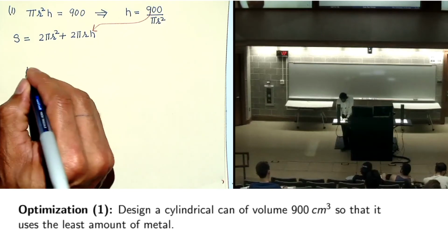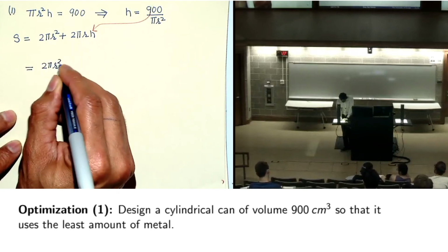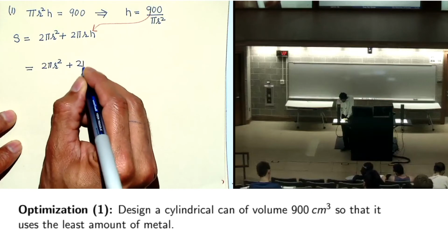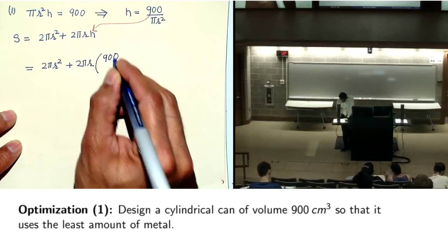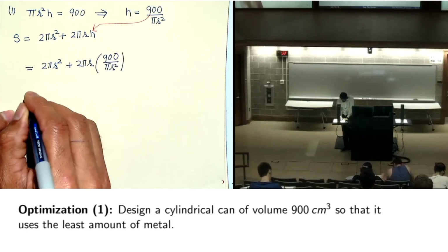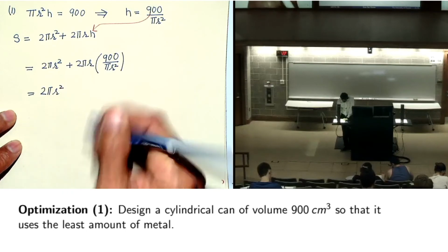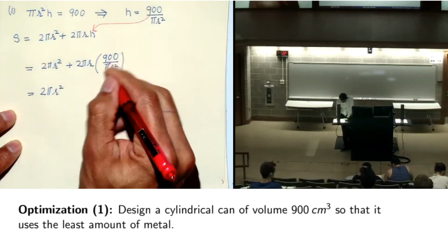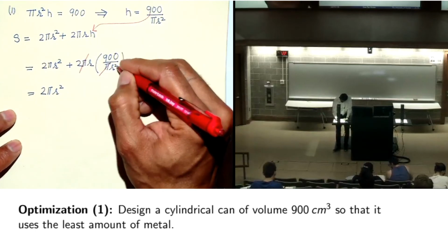So this is going to be 2 pi r square plus 2 pi r times h, which is 900 over pi r square. Anyone want to simplify with me? This cancels out. This pi cancels out. Have you guys seen Life of Pi? That's a beautiful movie.